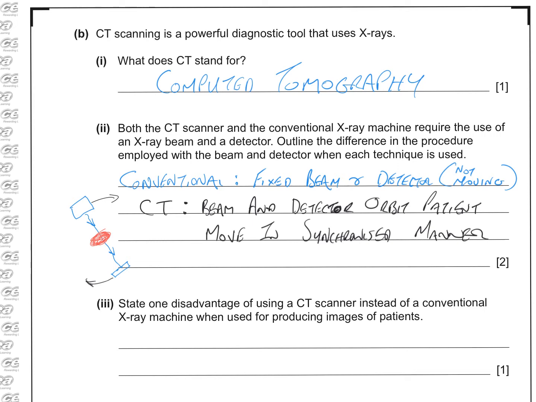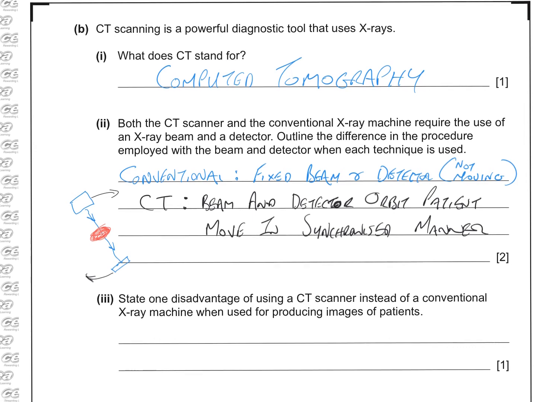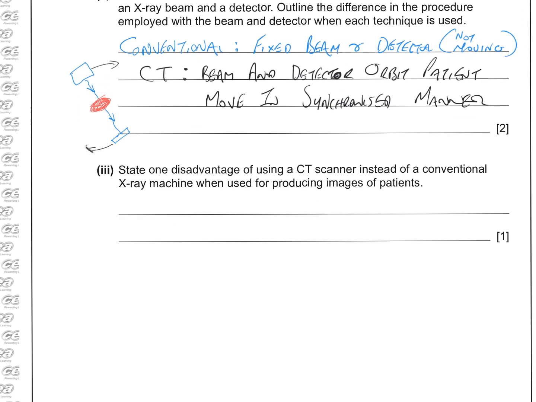Part 3, state one disadvantage of using a CT scanner instead of a conventional X-ray machine when used for producing images of patients. Well, obviously by the CT process, the beam is going to be on for longer, and so that's going to be producing a longer amount of X-rays, so you're going to give a higher dose to the patient. And CT would also be more expensive because it's a much more complex machine than a straightforward X-ray table.